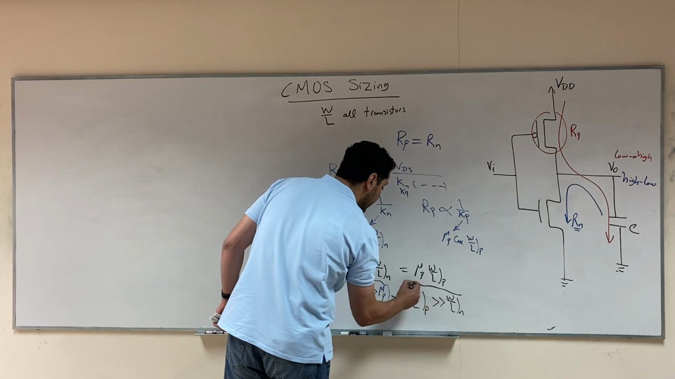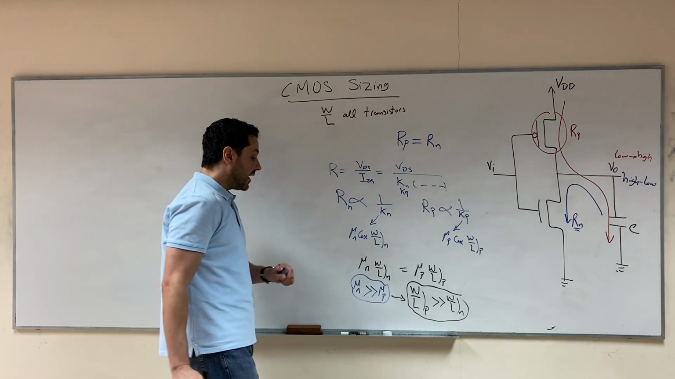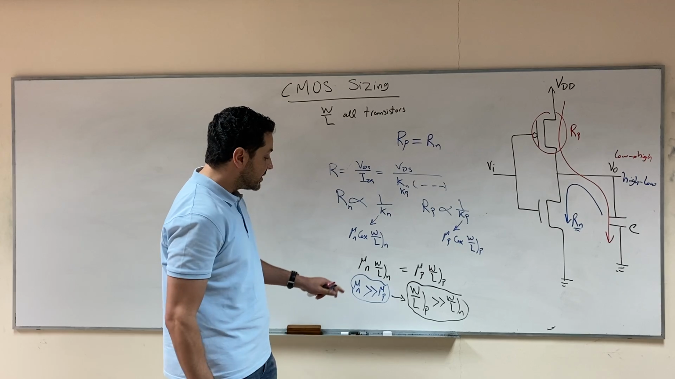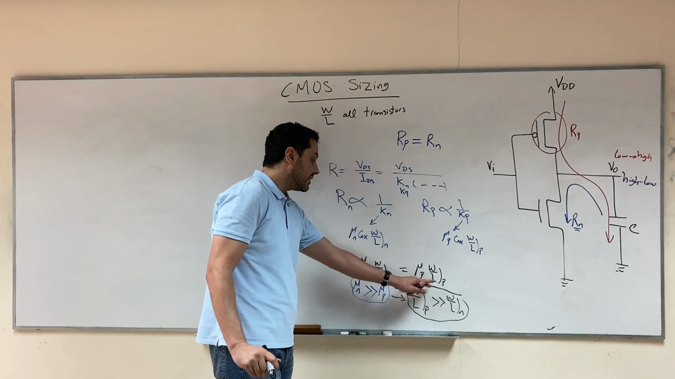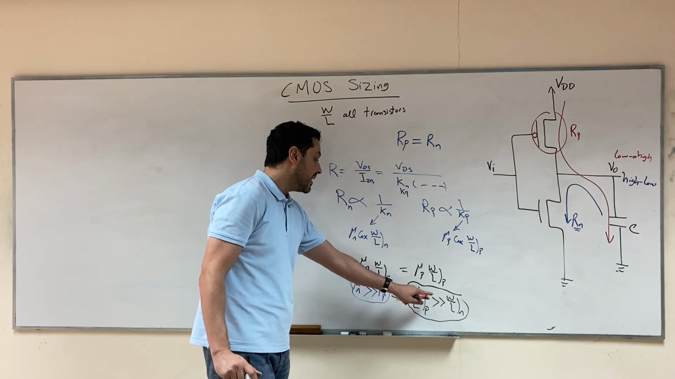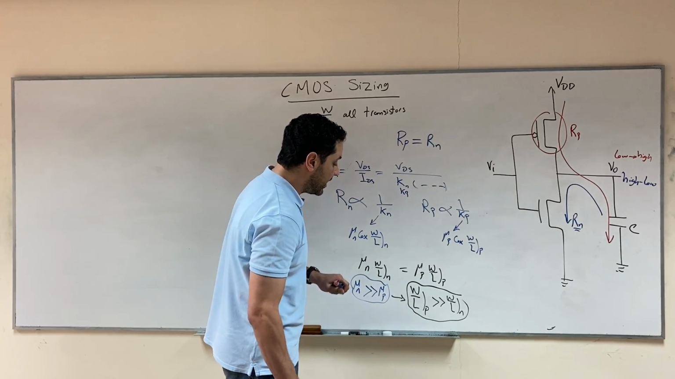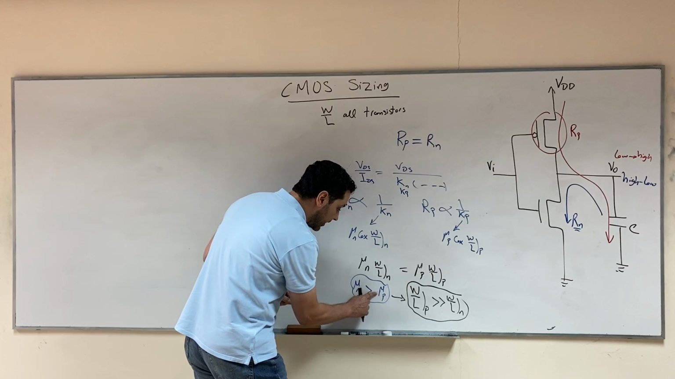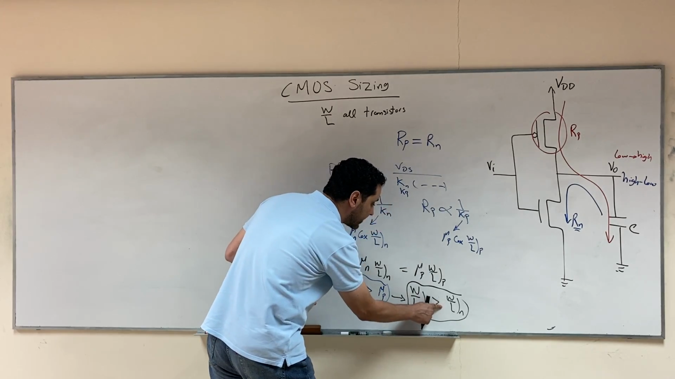So because the mobility of the electrons is greater than the mobility of the holes, in order for this equation to be satisfied, W over L for the PMOS must be greater than W over L of the NMOS. It's greater than, not necessarily very much greater than, so greater than is enough.